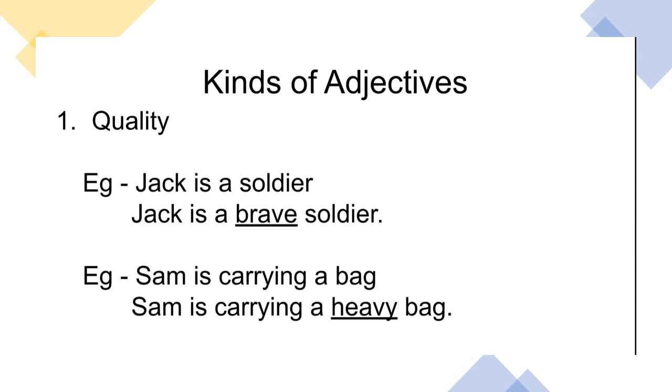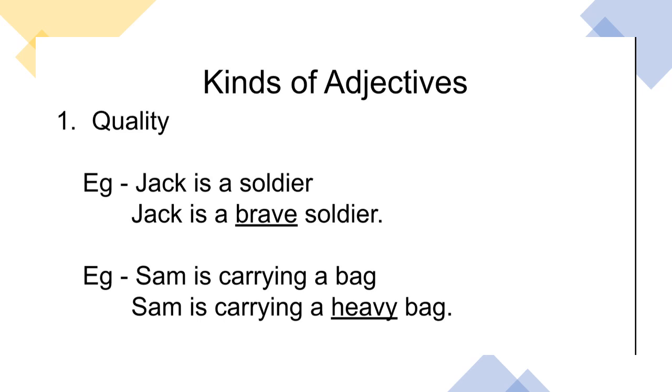Next, let us discuss kinds of adjectives. In the book, there are 6 kinds of adjectives given. First, let us start with quality. When we talk about quality, we're talking about how good or how bad the thing is. So for you to understand, let's look at the examples. Jack is a soldier. We all know that he serves in an army, but what kind of soldier is he? Jack is a brave soldier. So it talks about the quality of a soldier.